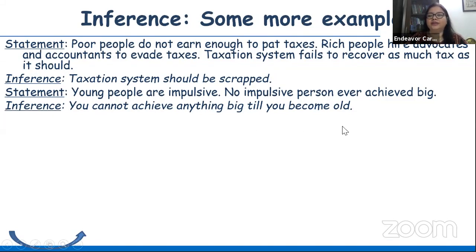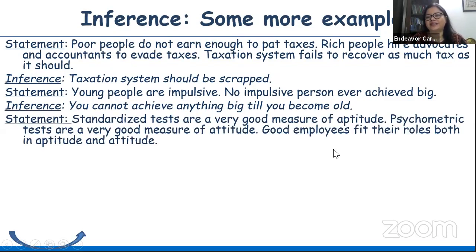This old is not mentioned at all. It is not part of the given data. All I am told is young people are impulsive and an impulsive person doesn't achieve big. So you cannot achieve anything big till you become old. Certainly an incorrect inference. We cannot infer this, right?